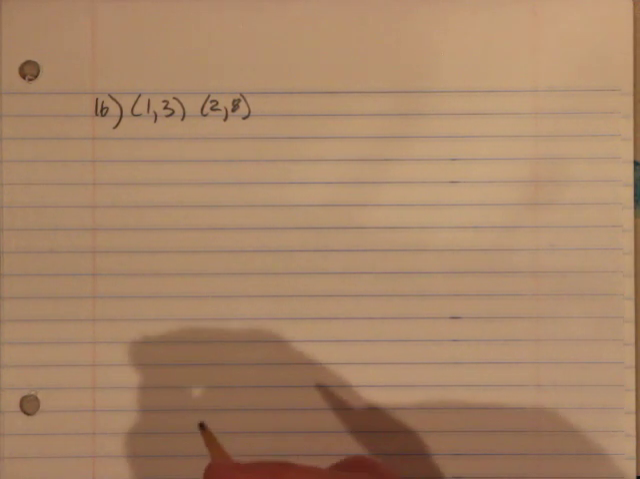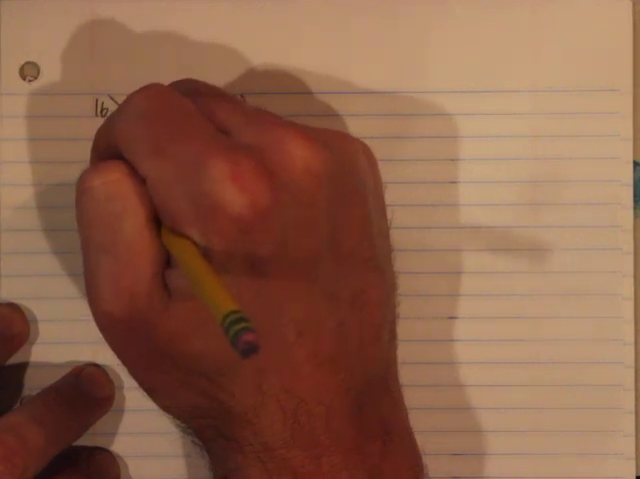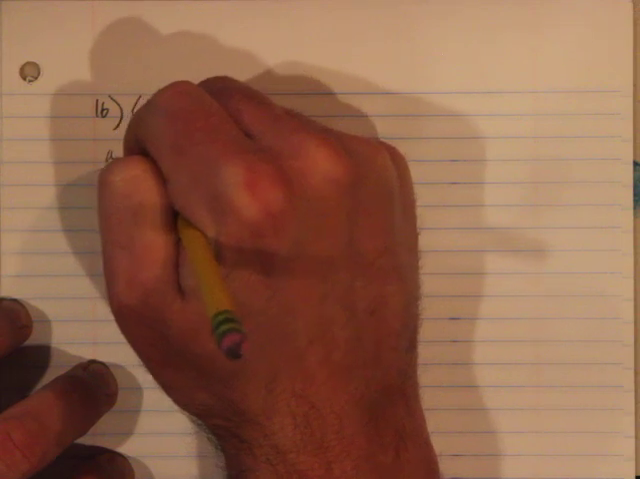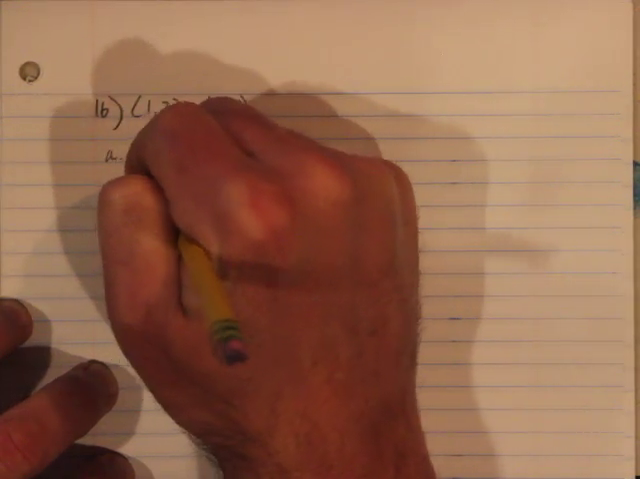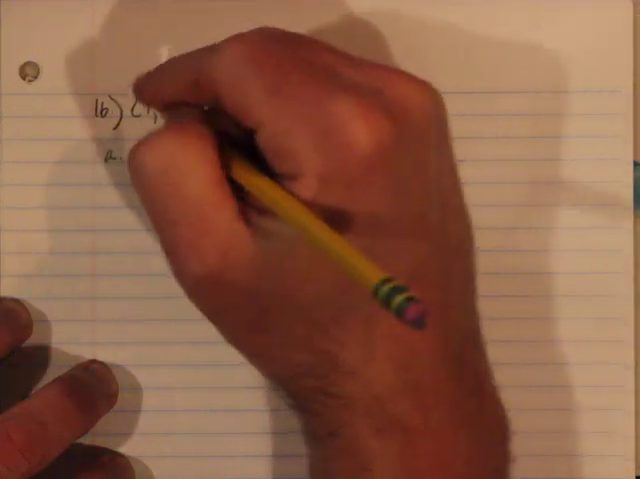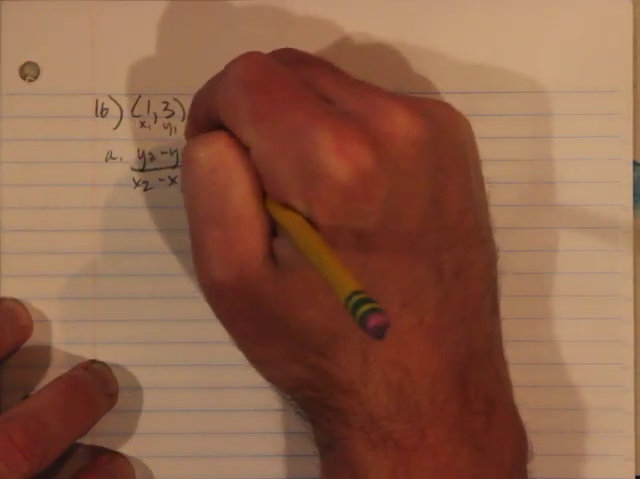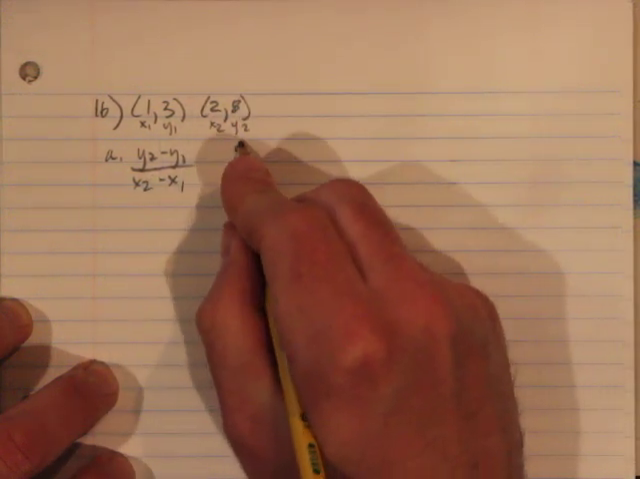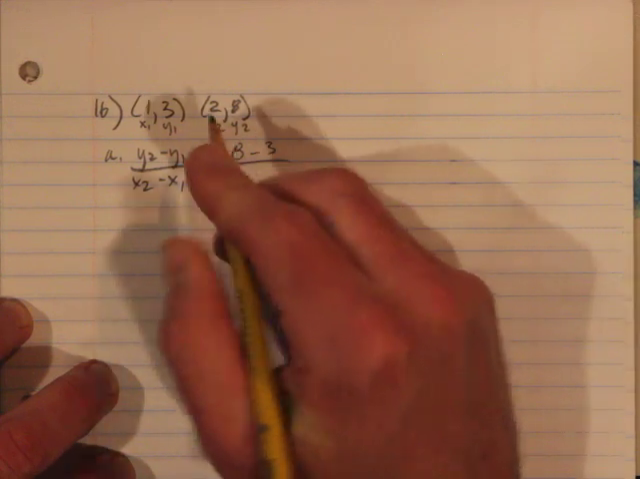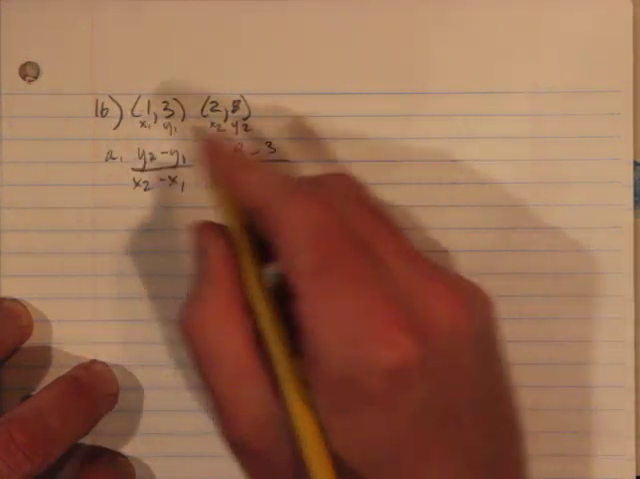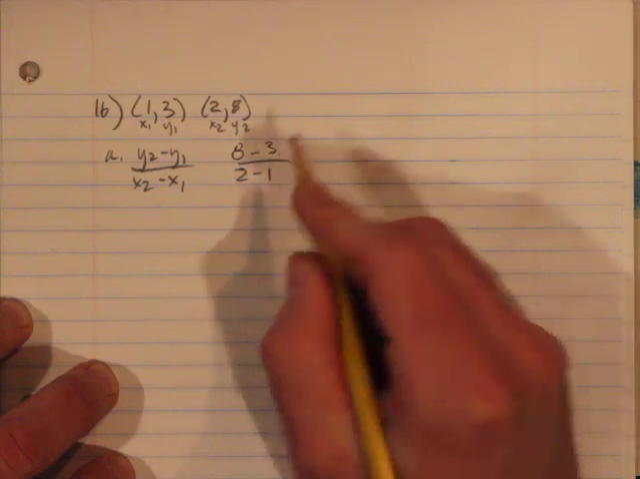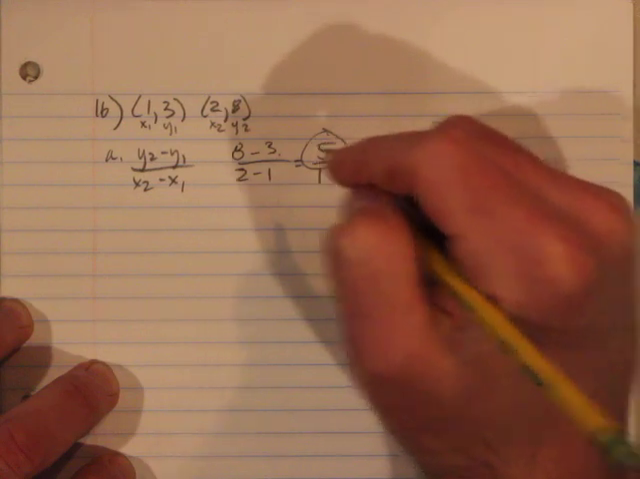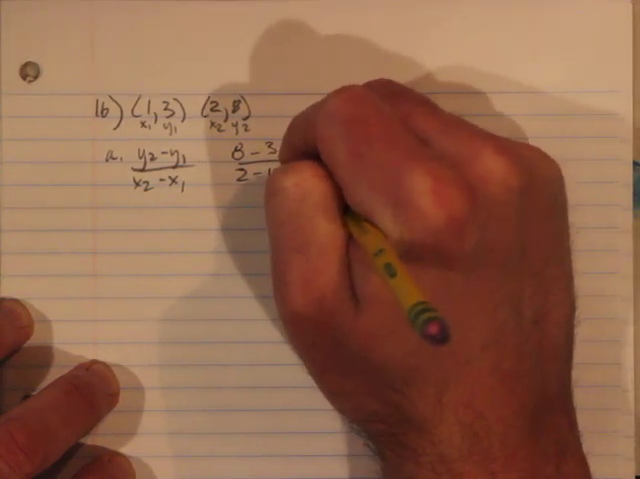Find the slope of the line that passes through the points. So first, for A, we're going to find the slope. Remember, the slope formula is y2 minus y1 over x2 minus x1. I'm going to label my points first, x1, y1, x2, y2, and then use this formula. y2 is 8 minus y1, which is 3, over x2 which is 2, minus x1 which is 1. 8 minus 3 is 5, 2 minus 1 is 1. My slope is 5, so m equals 5.